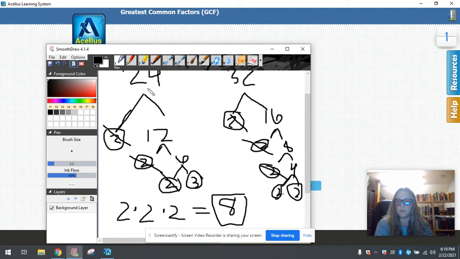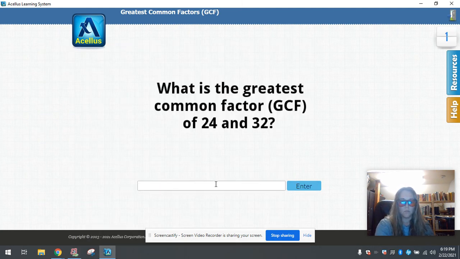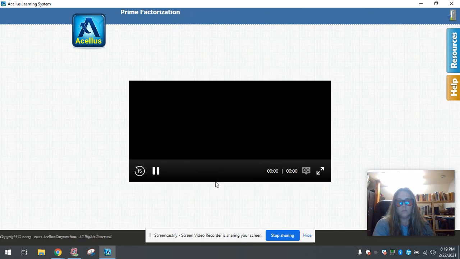8 fits into 24 3 times. 8 fits into 32 4 times. All done.